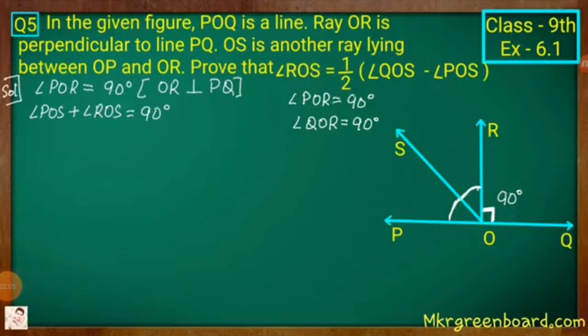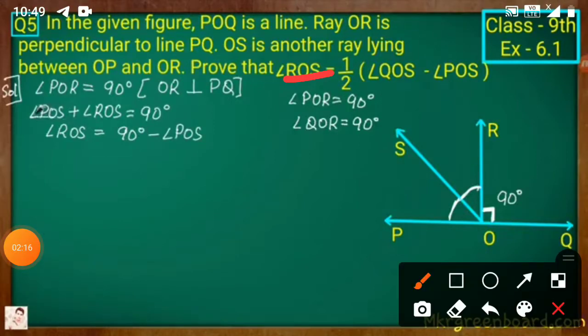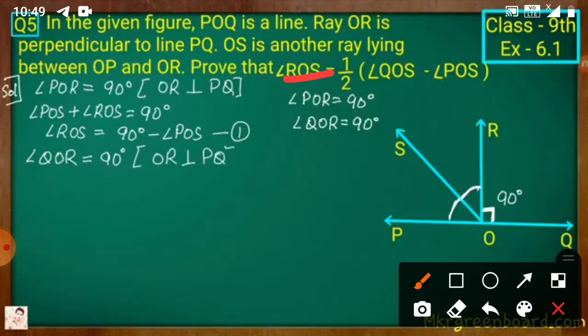So ROS we need. ROS we have to keep this side. Angle ROS equals 90 minus angle POS. Here ROS is there, that's why you keep ROS this side and send the remaining term that side. So angle ROS equals 90 degrees minus angle POS. This is equation 1. Now on the other side, angle QOR equals 90 degrees, because OR is perpendicular to PQ.